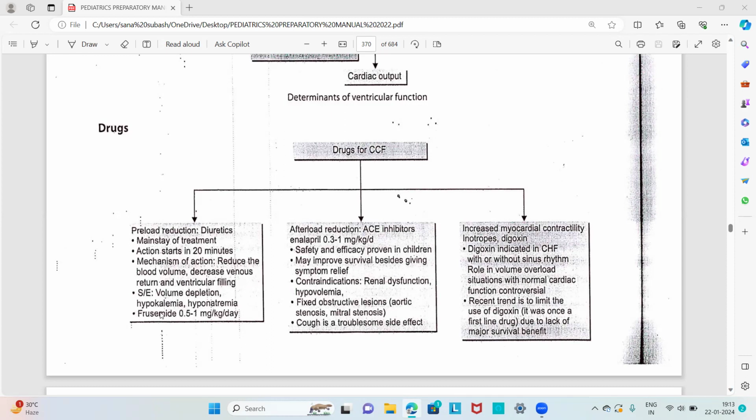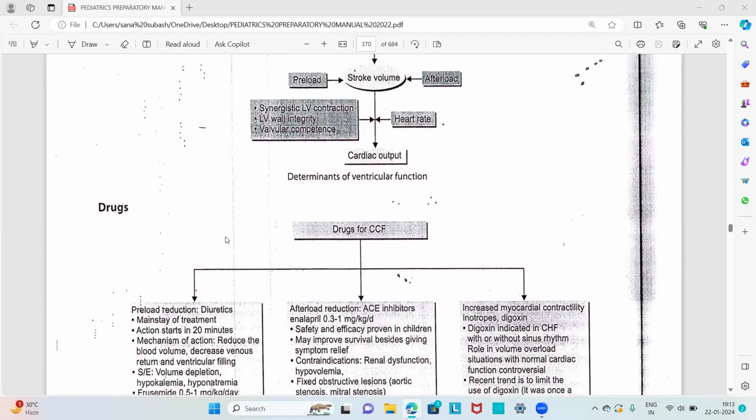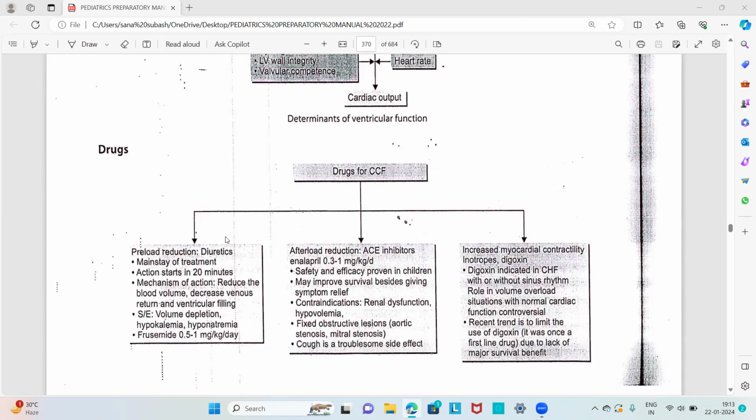The commonly used diuretic is furosemide, 0.5 to 1 milligram per kilogram per day. So that is all about the diuretics. They reduce the preload, and thereby reduce the stroke volume, which causes a decreased workload on the heart.